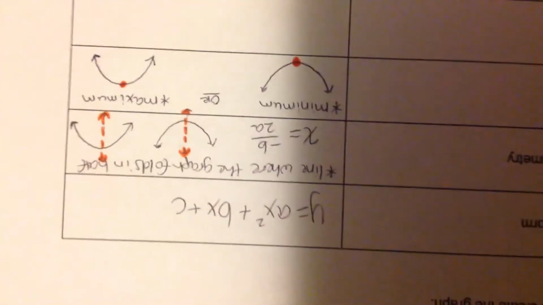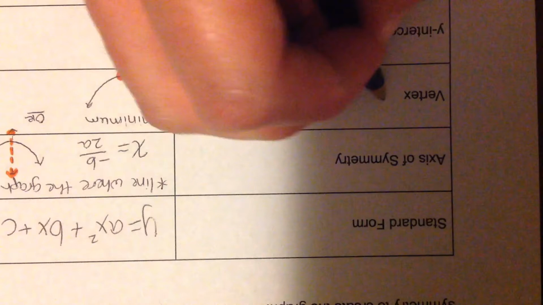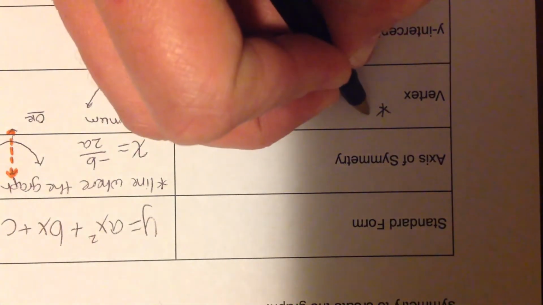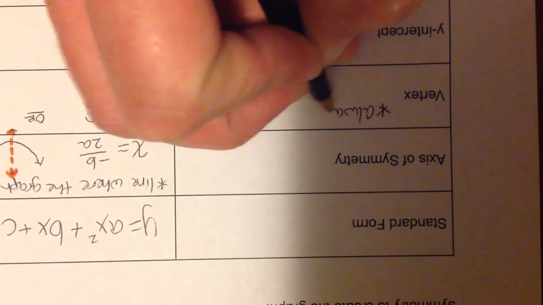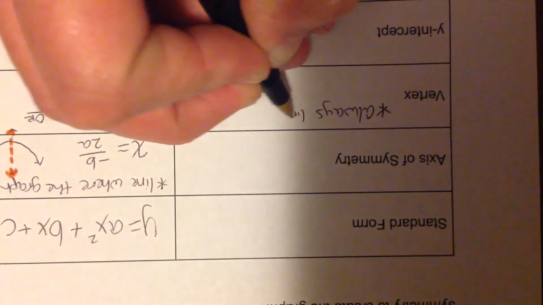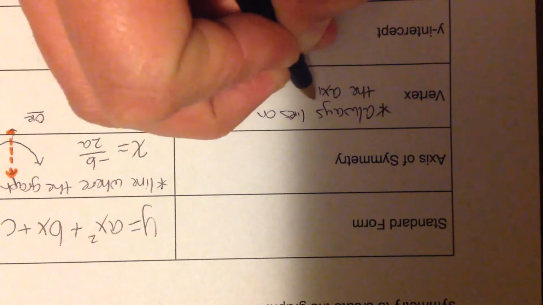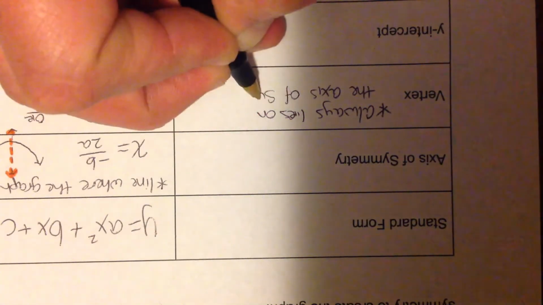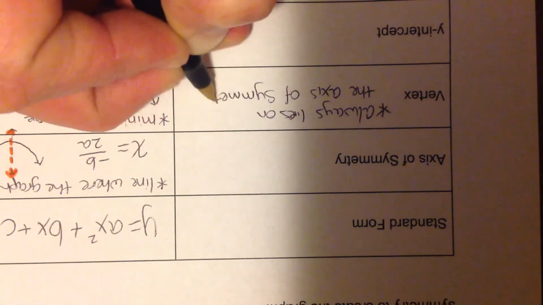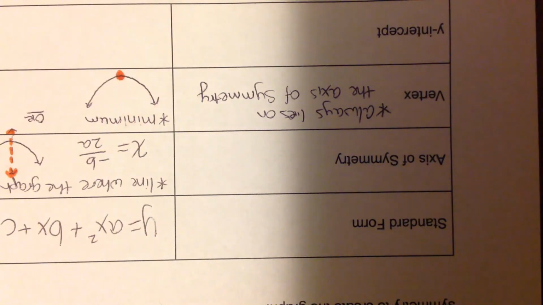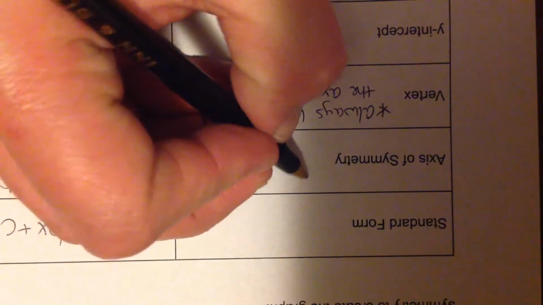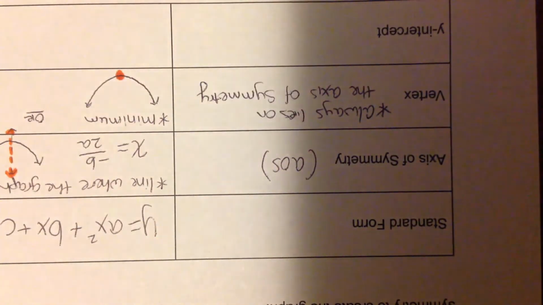Now, one thing to note here is that your vertex always lies on the axis of symmetry. And just for fun, to keep things easier for future reference, axis of symmetry, I'm going to call that AOS.